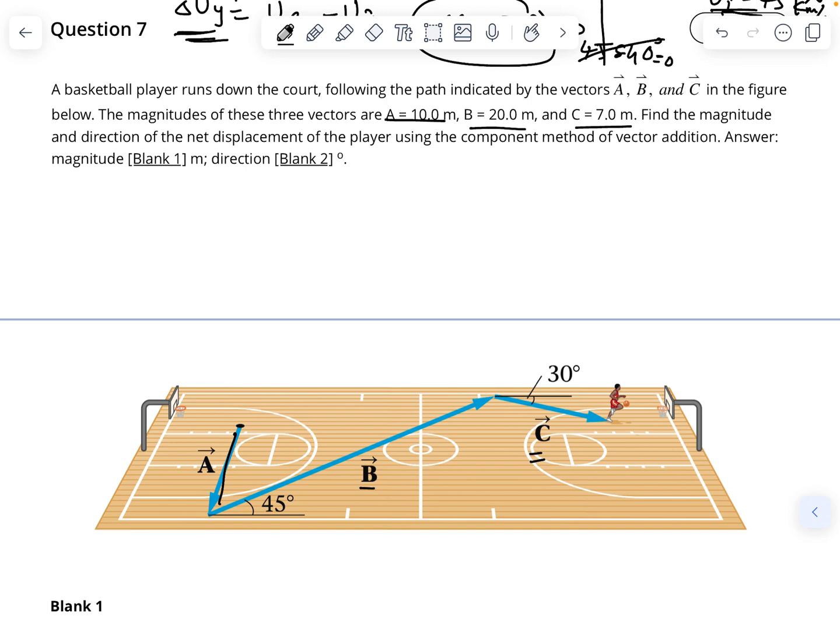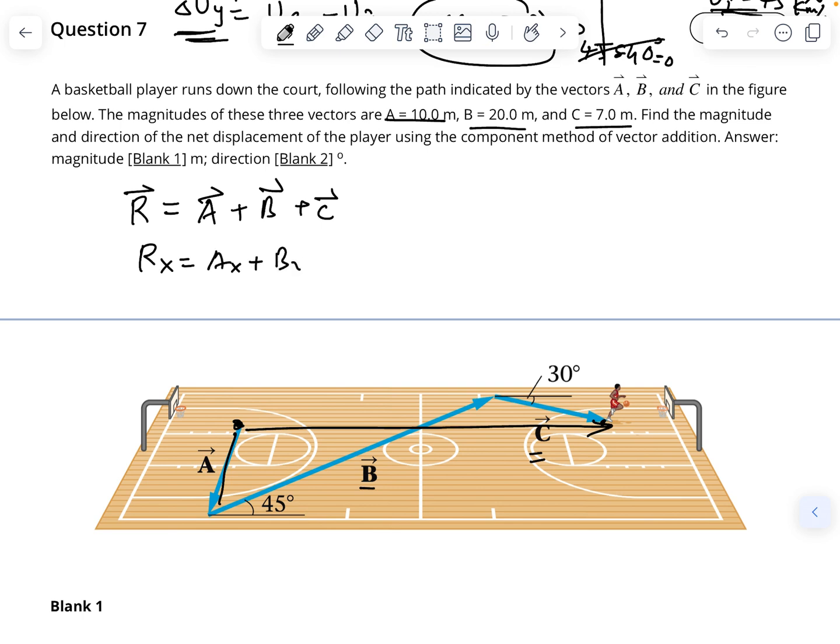Net displacement, you start from here to the end, so this will be the net displacement. Okay, so we call the resultant displacement R equal to A plus B plus C. All right, so we use the components method. Rx equal to Ax plus Bx plus Cx. Ry equal to Ay plus By plus Cy.